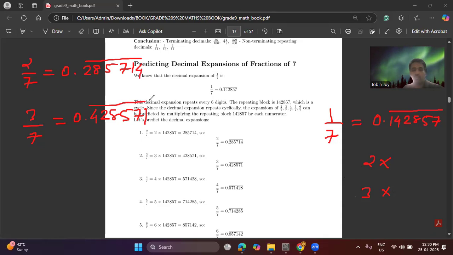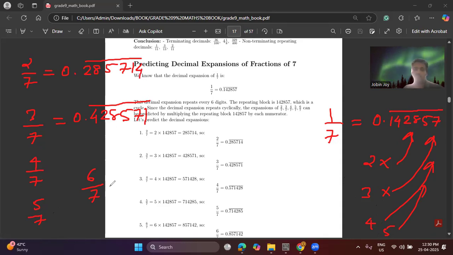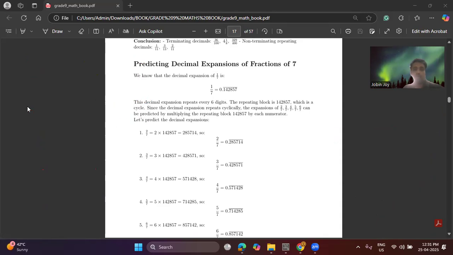0.428571 bar. Similarly, you can calculate 4 by 7 by multiplying with 4, 5 by 7 by multiplying with 5, and 6 by 7 by multiplying with 6. Very simple. Next question.